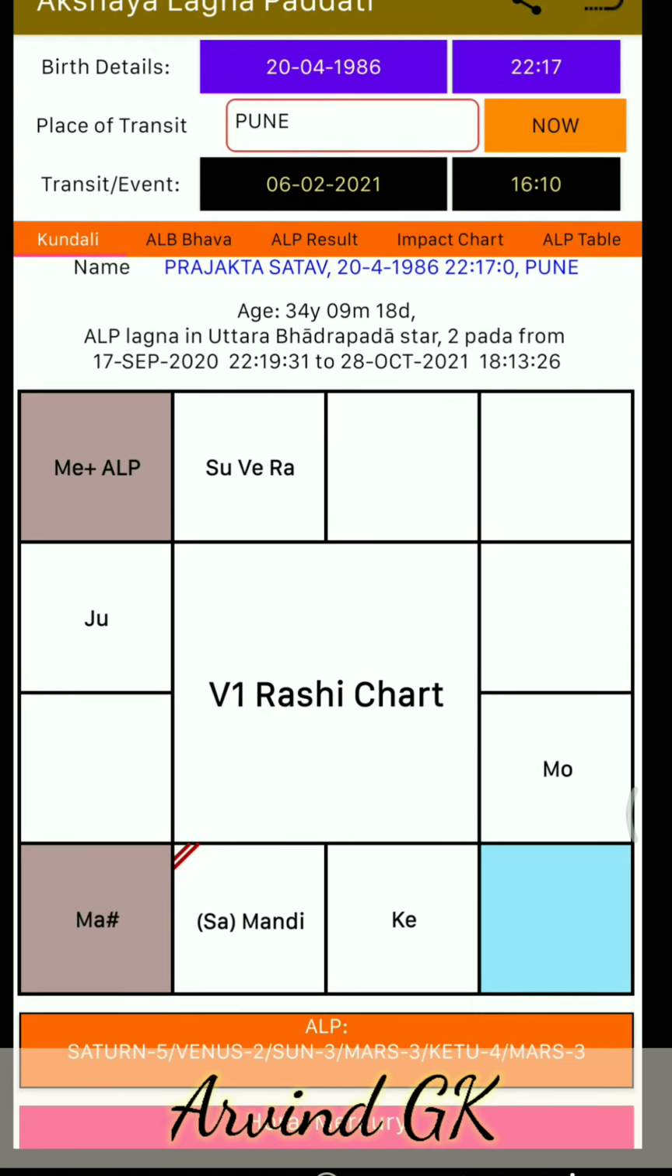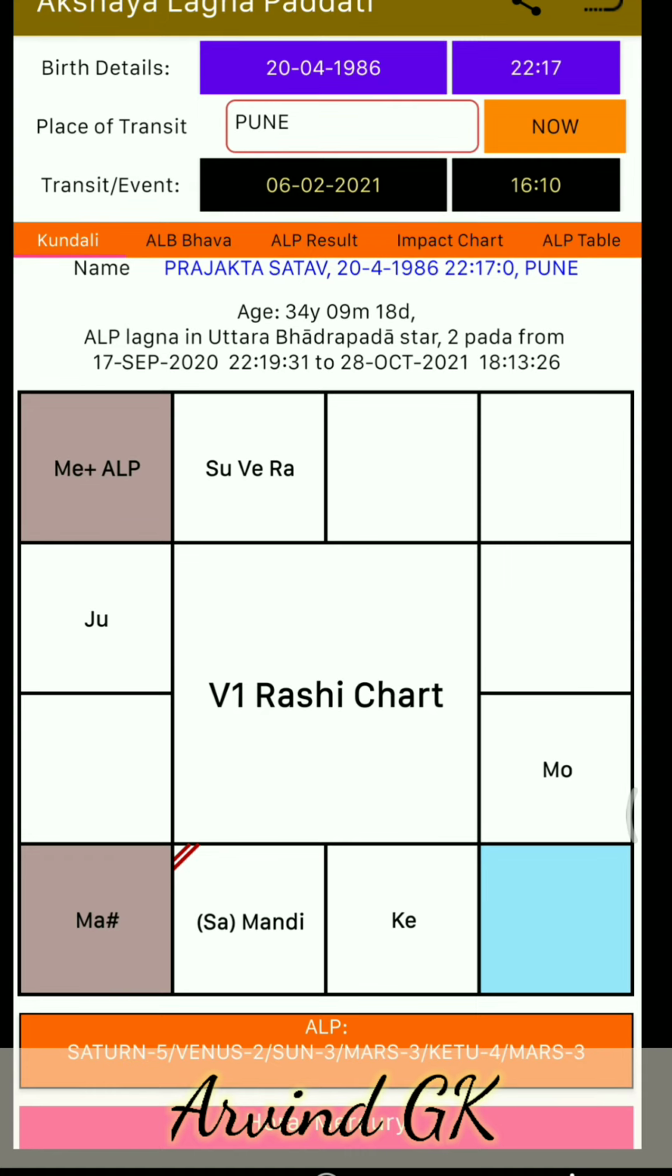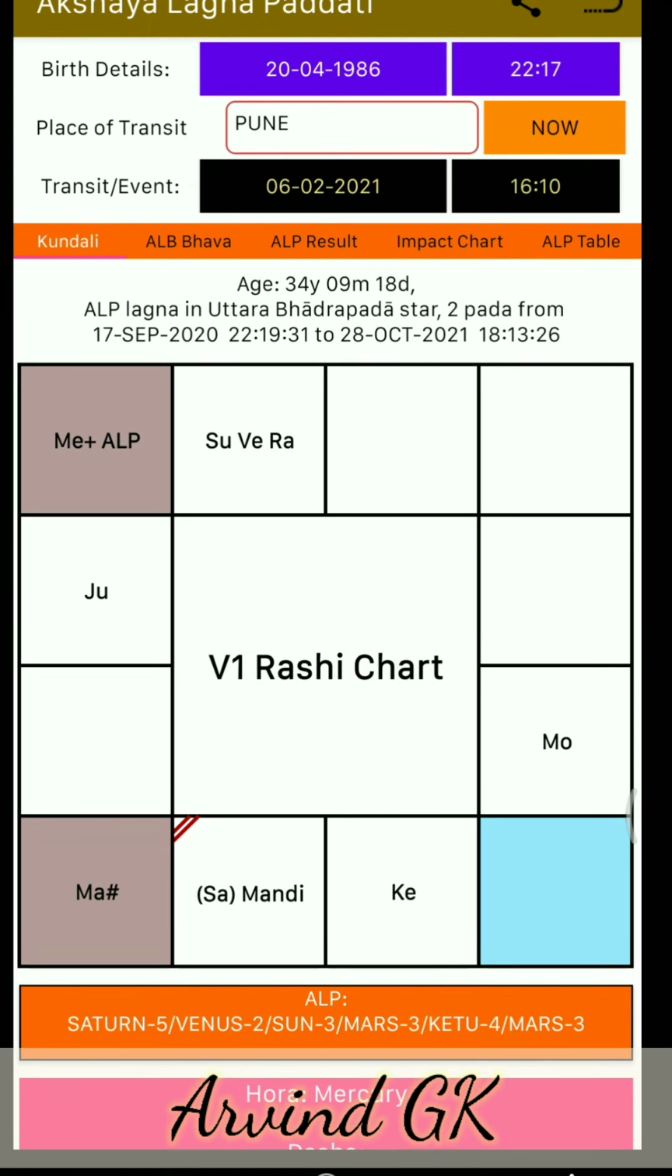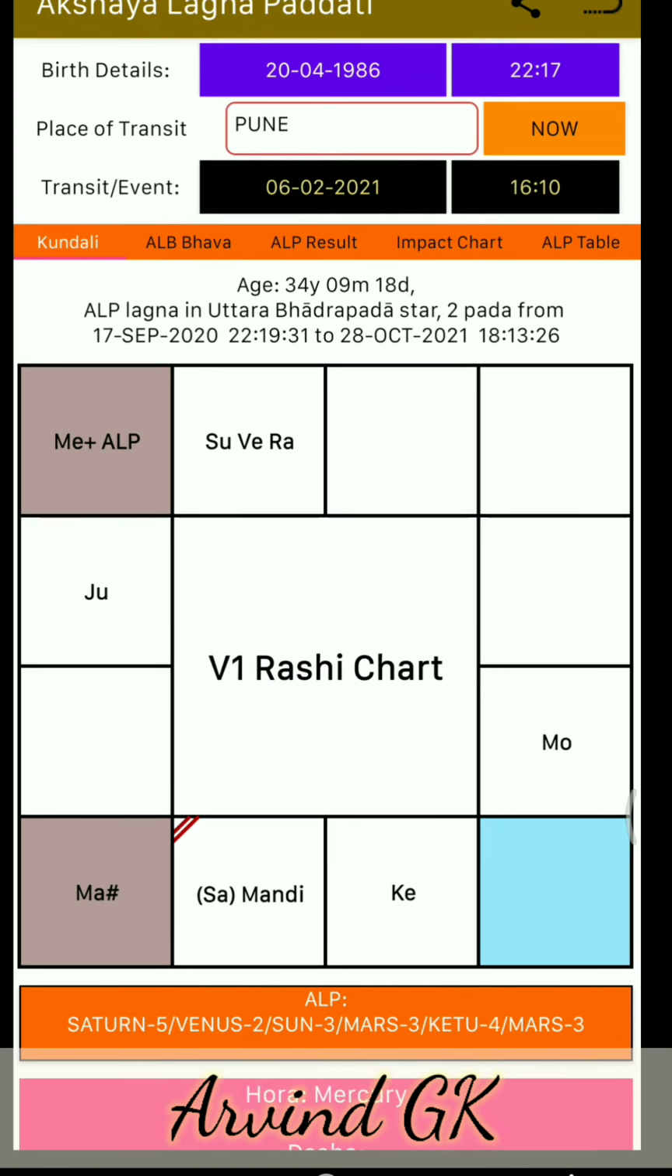Then we take the 10 years and divide by 9 planets. So we get per planet around 405 days. When we divide again, we get around 45 days. Similarly, we keep on dividing until we reach the last second. So it becomes pretty easy to do birth time rectifications, because a very small measurement is taken into account. So that's the brief about Akshaya Lagna Paddhati.